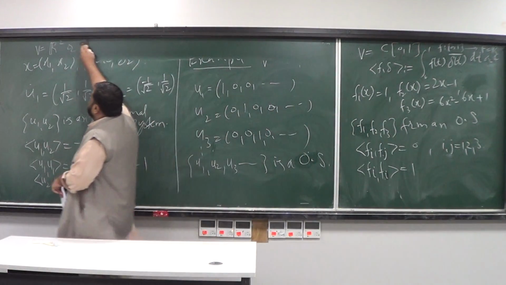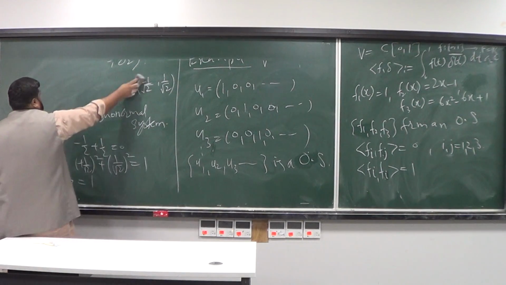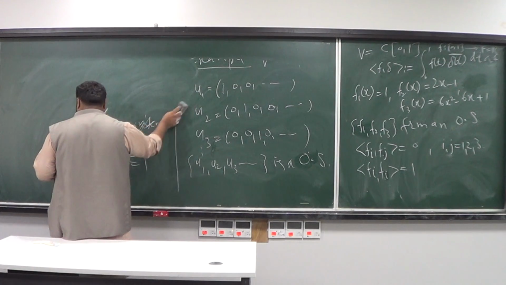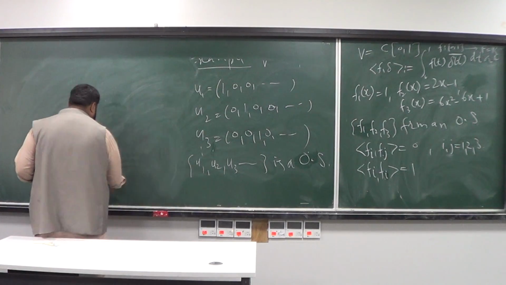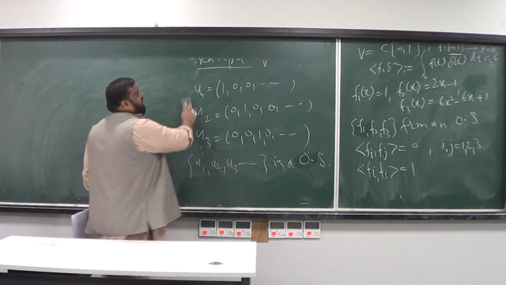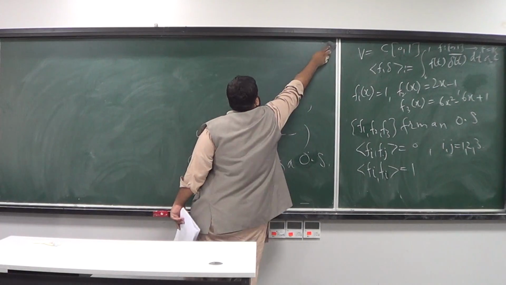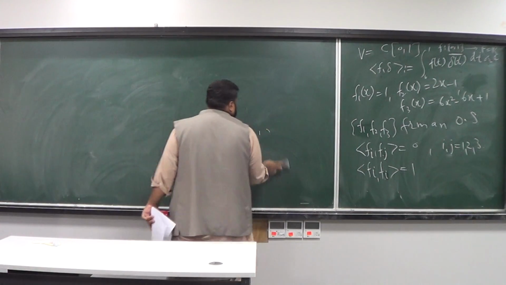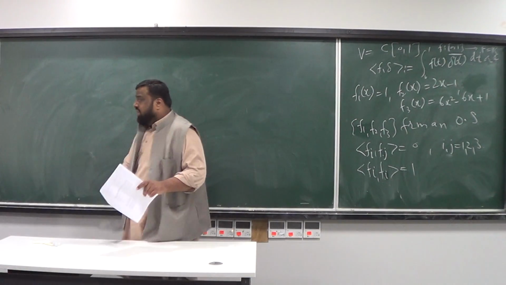So here is one of the consequences of this: if you have an orthonormal system that comprises a finite number of vectors, then you can generalize the Pythagorean theorem in inner product spaces actually. We proved the Pythagorean theorem earlier.